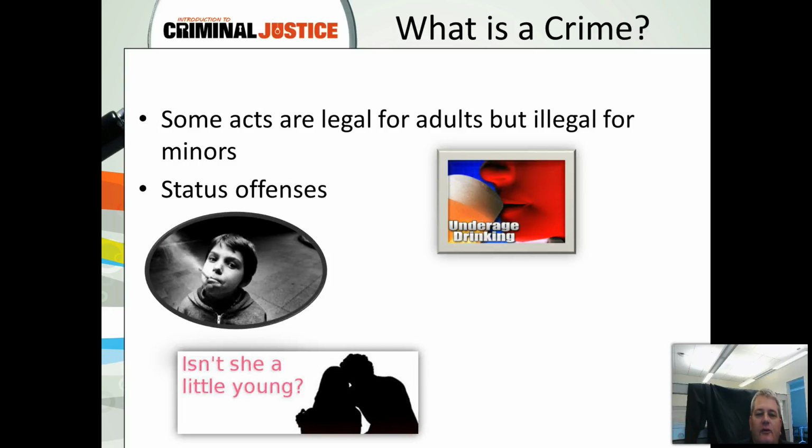Some acts are illegal for minors, but they're legal for adults. They're called status offenses, such as smoking, drinking, underage sex. By the way, folks, in background investigations for police officer, underage sex gets a lot of folks in trouble. You cannot consent to sexual activity under the age of 18, whether you want to call it consensual or not. So if you're 19 or 20 years old and got a 16-year-old girlfriend, you're committing a crime. Actually, if you're 18 and got a 17-year-old girlfriend or boyfriend, you're committing a crime.